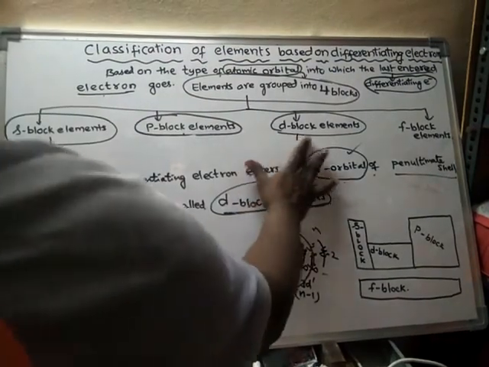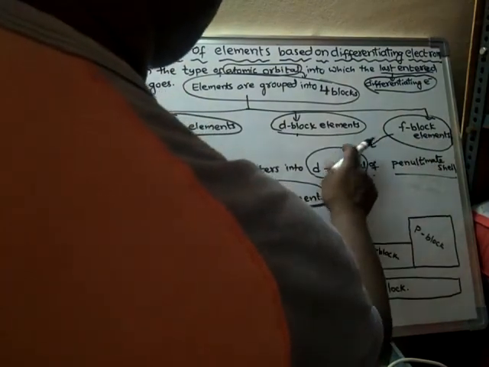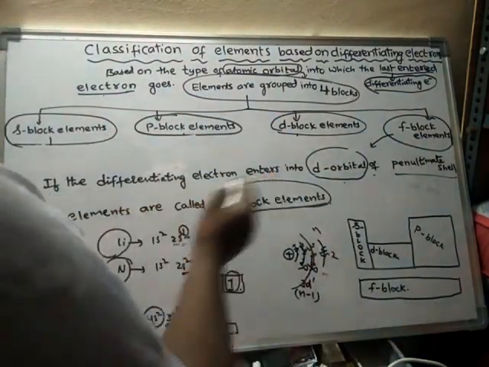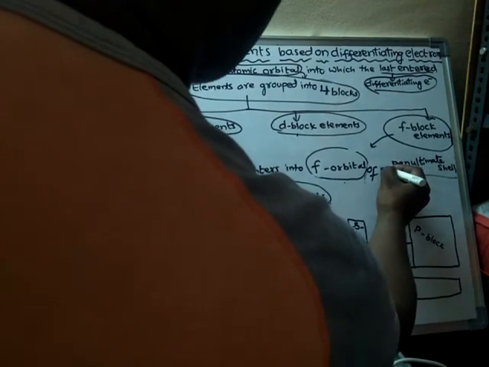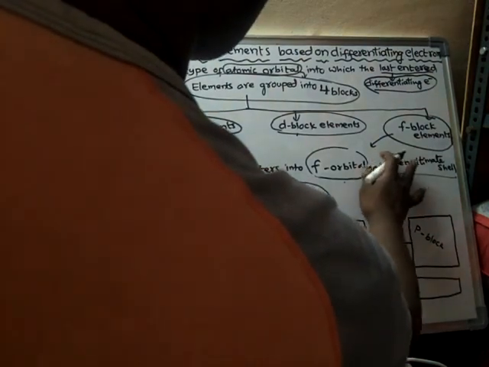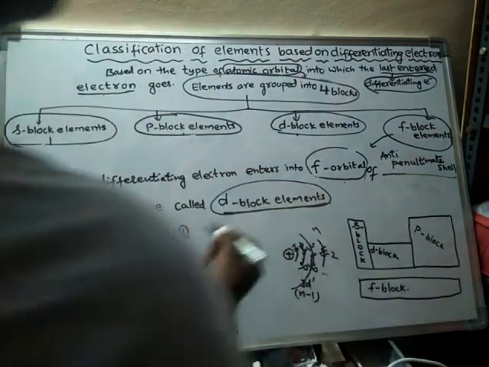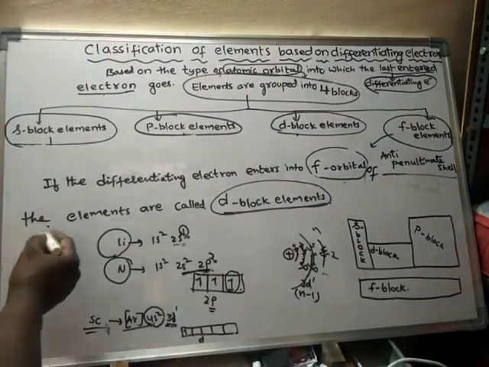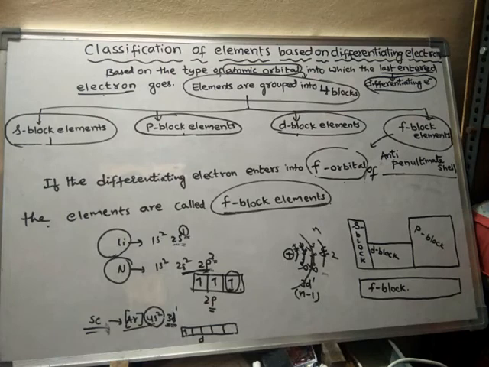F block elements. What are f block elements? Again the same type of definition. Here, if the last entered electron, or the differentiating electron, enters into the f orbital of the anti-penultimate shell, I am writing anti here, the f orbital of the anti-penultimate shell, then those elements are called f block elements.